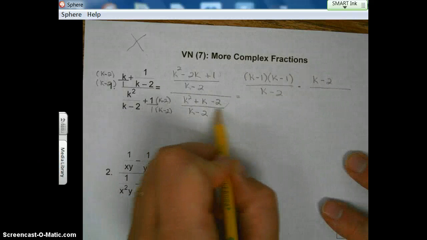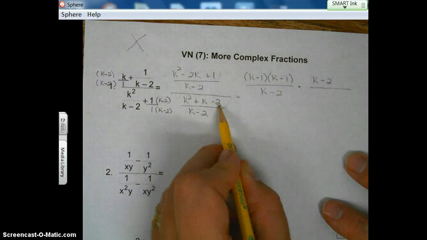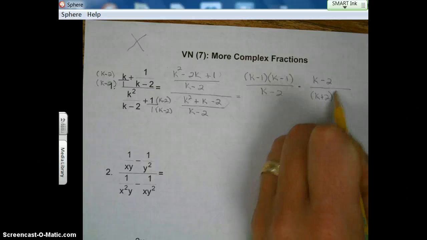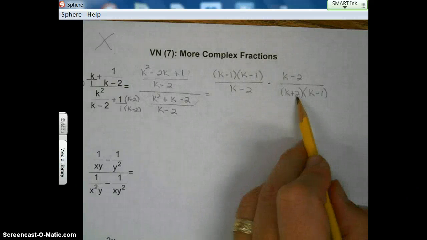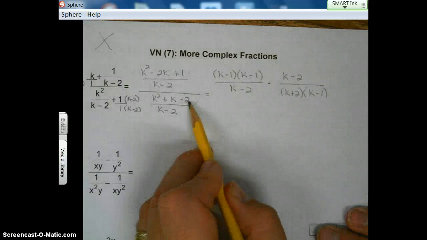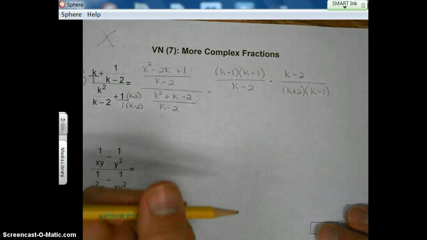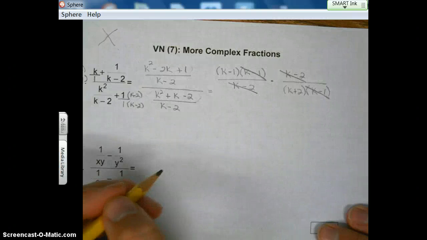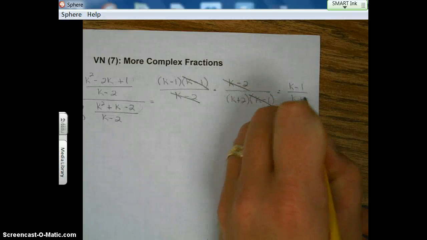Factoring this one. Now let's think. 2 and negative 1. So that's going to factor to k plus 2, k minus 1. Let's see if that's right. 2 times negative 1, negative 2. 2 plus negative 1, positive 1. Okay, now we can start canceling. So those cancel, and we're left with k minus 1, k plus 2 over k plus 2.